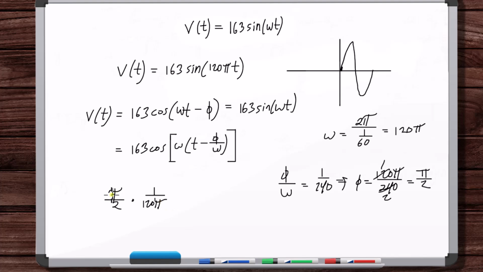what do you get? There you go. That's the actual shifted amount. This is psi over omega.